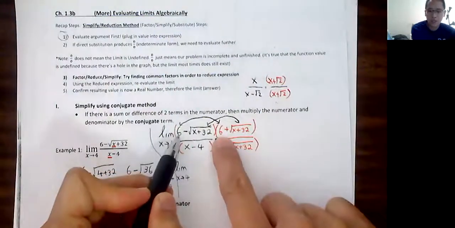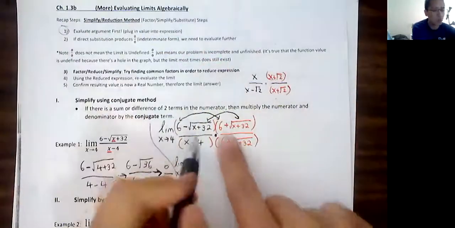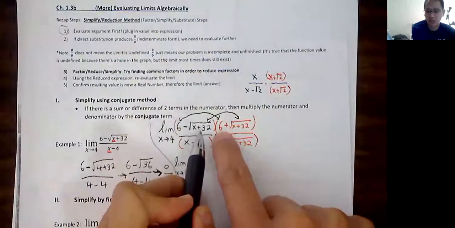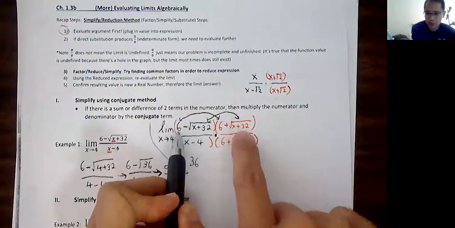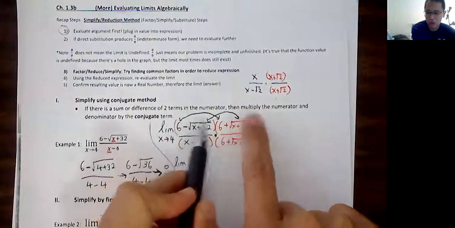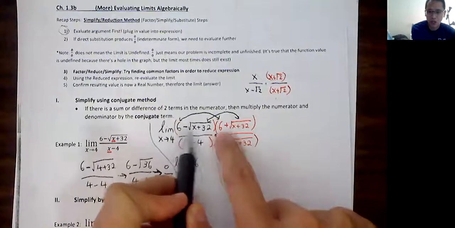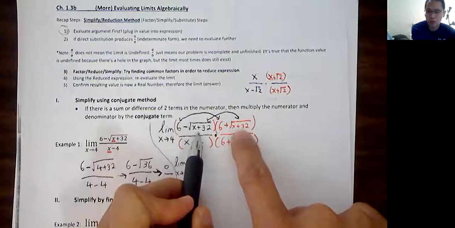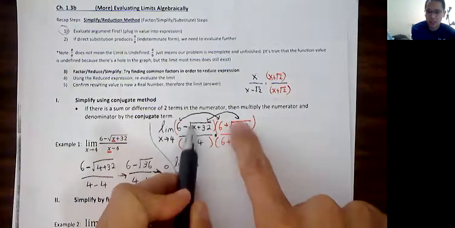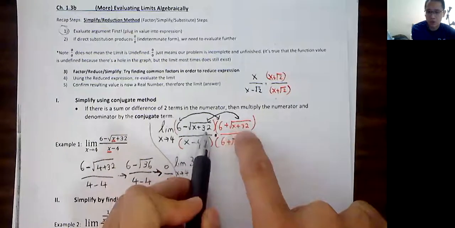So we have 6 times 6. This gives us 36. We're going to ignore the middle terms. Technically, this is minus 6 root x plus 32, and then plus 6 root x plus 32. And we know that those two will just cancel out, so we're going to ignore them. Just going to focus on the last pair. If I multiply two radicals together, I'm just left with what's inside the radical with the radical removed. So I'm just left with x plus 32.